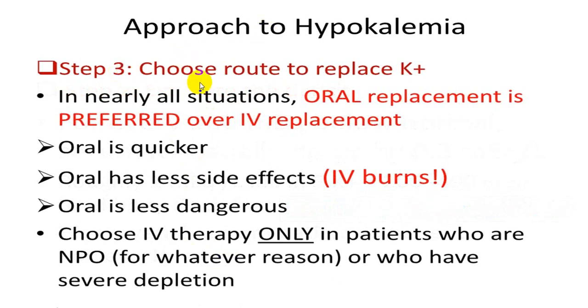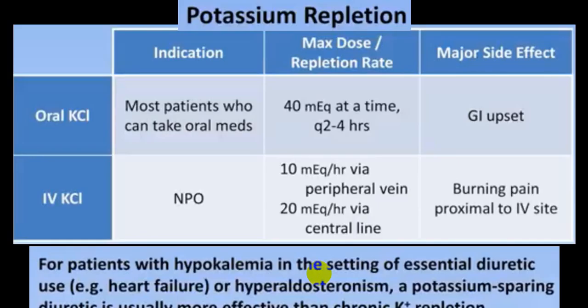Then you have to choose the route. Nearly always oral is the best way over IV. But if a person has critical symptoms in the form of cardiac arrhythmias, you might have to give IV. Oral is less dangerous because it reduces the chance of IV burns. So IV therapy is only for patients who are nil by mouth and who have severe depletion. Oral potassium is indicated in most patients.